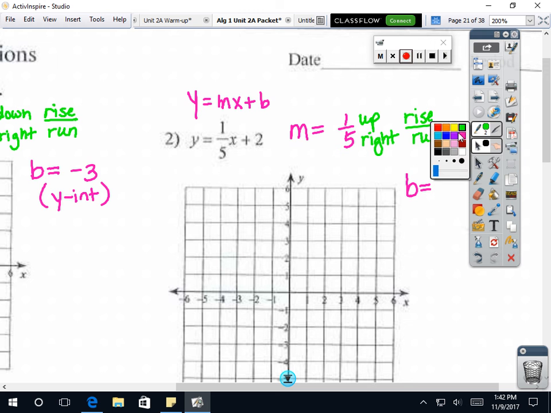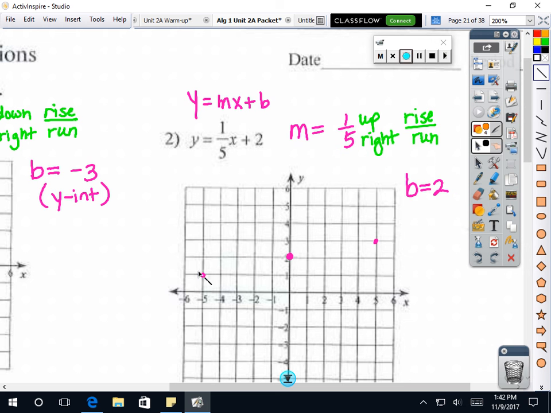Okay, now our starting point is our y-intercept, our b value, which in this case is 2. We always plot the b value on the y-axis because it's the y-intercept, and then from there we follow the directions. Up 1, right 5, or the exact opposite, down 1, left 5. Once you have as many points as you can get, you connect the points with a straight line, and you are done.